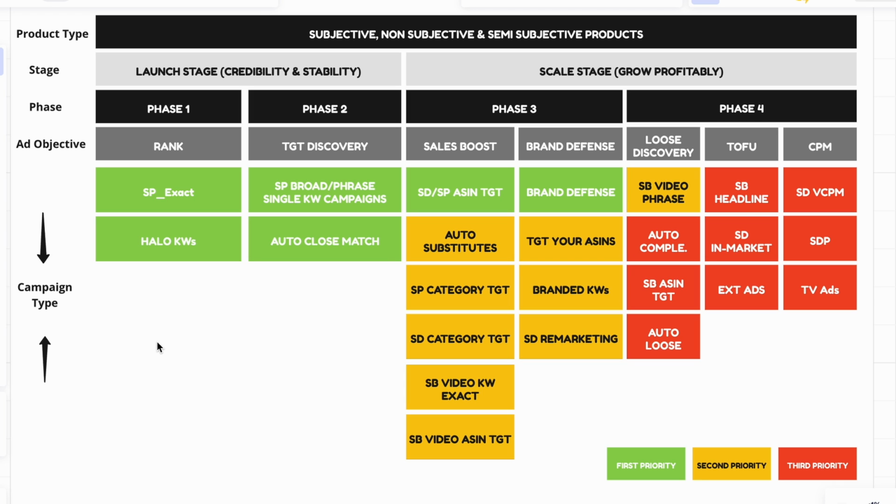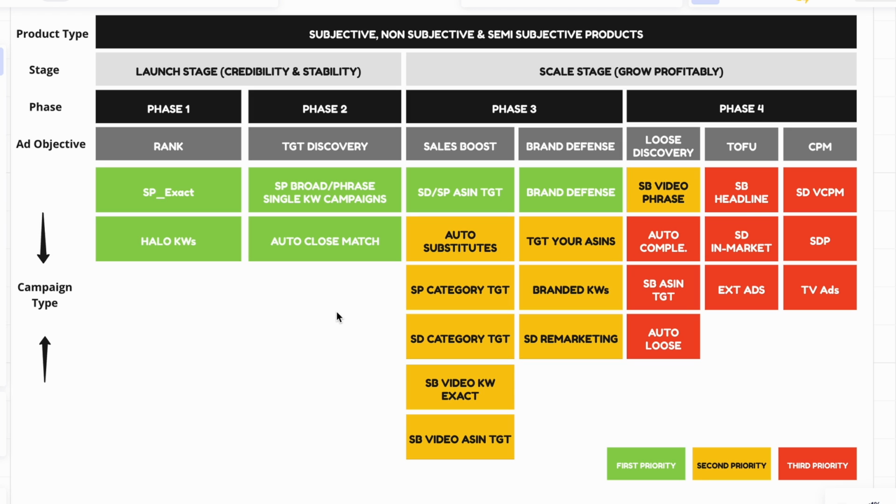Now here is the thing: when should you move from phase 1 to phase 2? The moment you exhaust all the keywords, let's say in your master keyword tracker you have 200 keywords, you have tested your exact match ad campaigns on all these 200 keywords, and you achieve some level of ranking stability or rankings. Now you see that you have exhausted all 200 keywords, and you do not find many more keywords. This is where you should transition from phase 1 to phase 2, right?